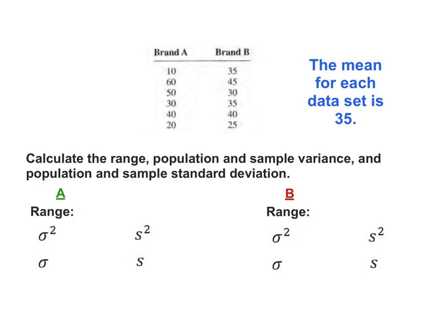The range is really easy. What's the biggest value in brand A? 16. What's the smallest? 10. So what is the range? 50. You just subtract. Easy enough. Take the biggest minus the smallest.